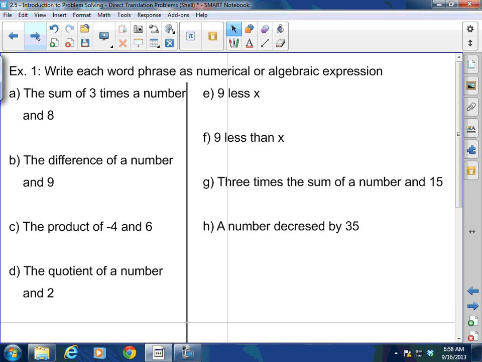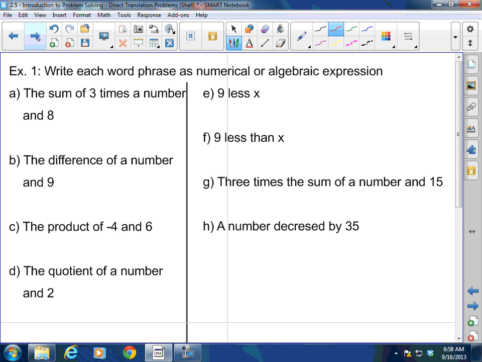Write each word phrase as a numerical or algebraic expression. Please remember that a numerical expression is just a number sentence involving numbers and operation signs. An algebraic expression is a number sentence or a numerical expression involving variables, numbers, and operation signs. When we add an equal sign, then we have an equation. But right now we're just going to practice writing word phrases as expressions.